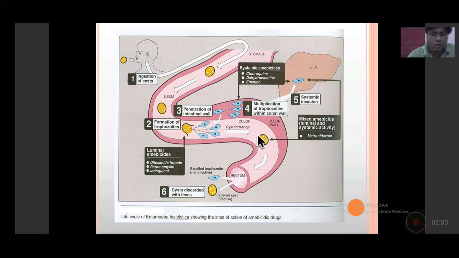Why is it important as far as pharmacology is concerned? Because you can see the targets here. There is a group of drugs which we call luminal amoebicides. These are the drugs which kill the trophozoites present in the lumen: diloxanide furoate, paromomycin, and hydroxyquinolines. Then there are systemic amoebicides, acting extraluminally, that is outside the lumen but in the wall of the intestine, like chloroquine, emetine, and dehydroemetine. And there is one drug which is mixed, acting on luminal amoeba as well as tissue amoeba, that is metronidazole. So with that, let's proceed.